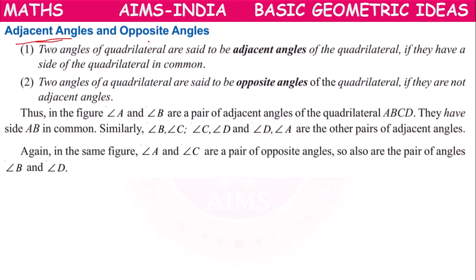Next one. Adjacent angles, opposite angles. The two angles of a quadrilateral are said to be adjacent angles if they have a side of the quadrilateral in common.